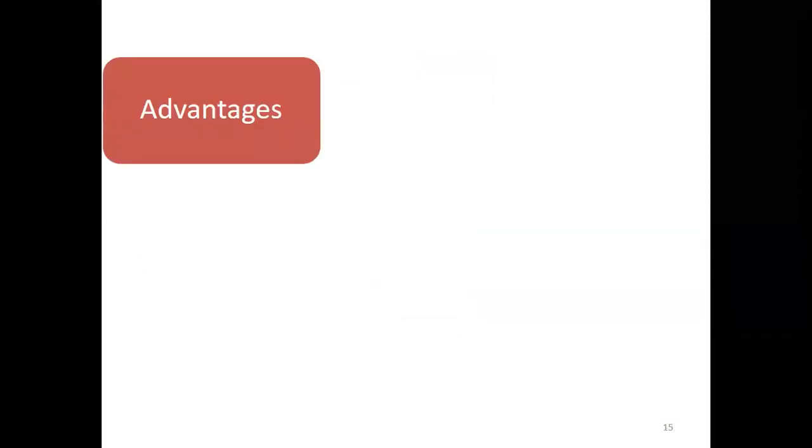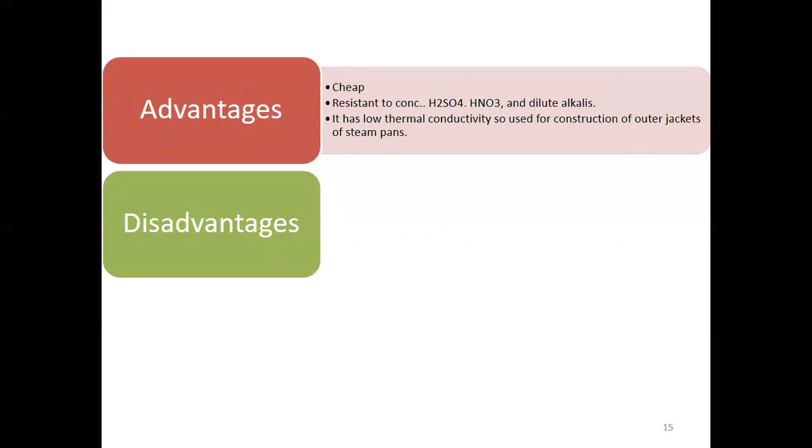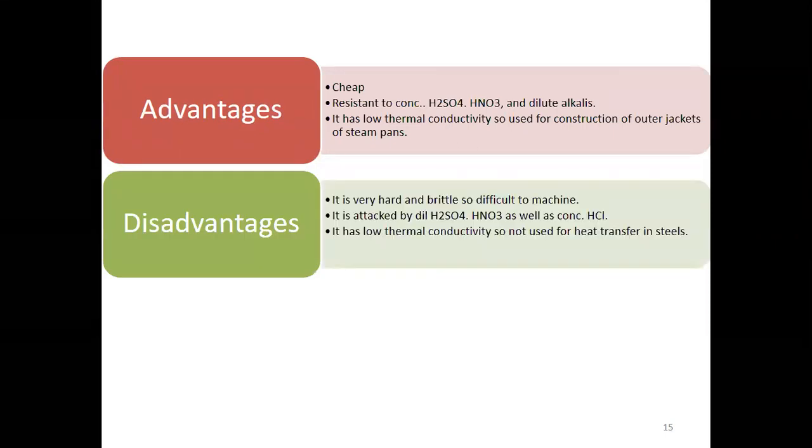It has many advantages: it is cheap, it is resistant to concentrated H2SO4, HNO3 and dilute alkalis. It has low thermal conductivity, so it is used for construction of outer jackets of steam pans. But as it has advantages, it has some disadvantages.